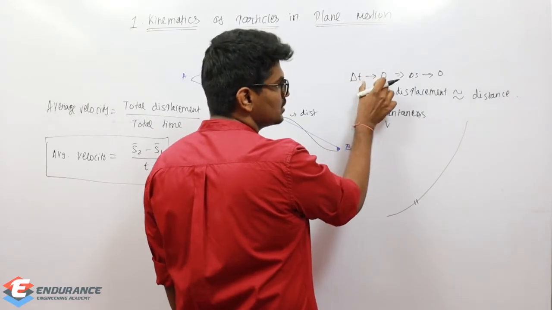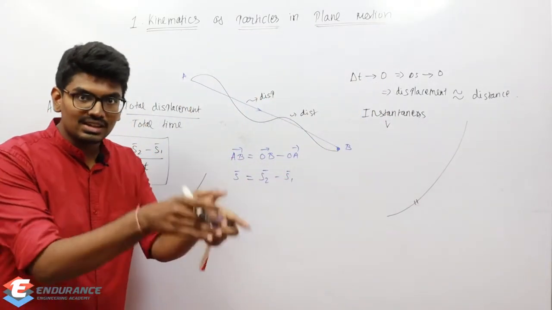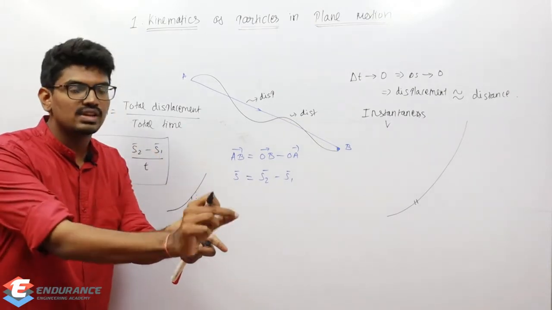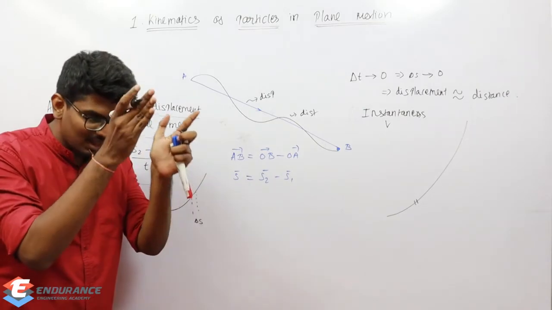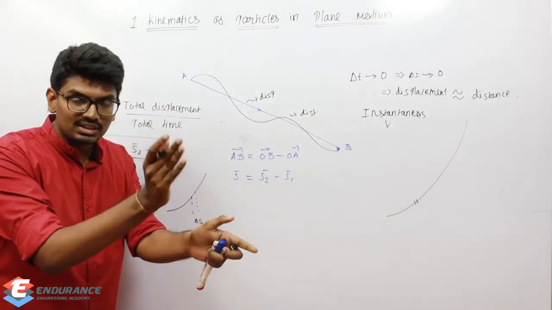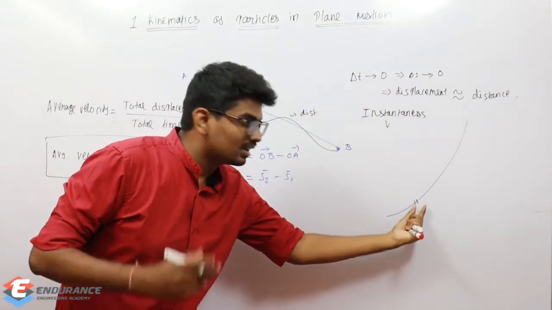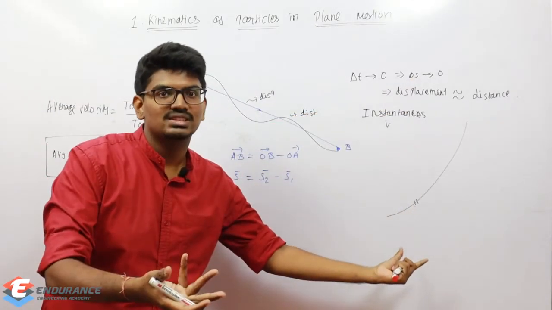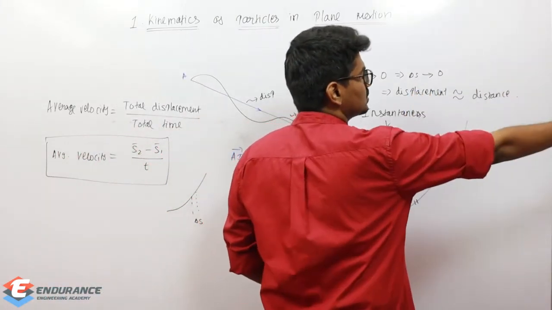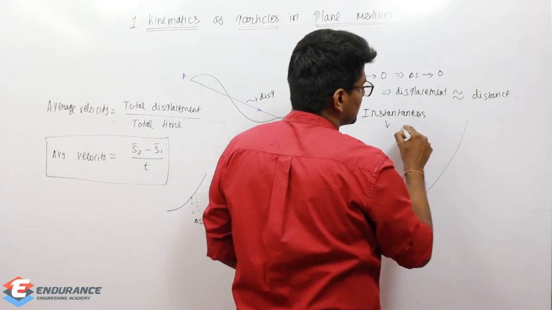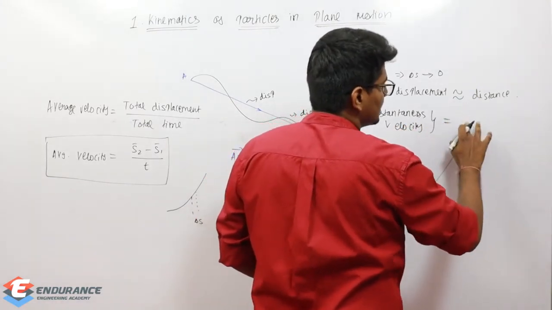Because delta t has to be small for finding out instantaneous velocity. If I want to find out at that instant, delta t has to be very small. If delta t is very small, then distance is also small. If time taken was very small, then the distance covered will also be very small. If this is small, then curve and straight line both will be similar. So displacement is also a straight line, distance is also a straight line, so both will be approximately same. So instantaneous velocity will also look similar.